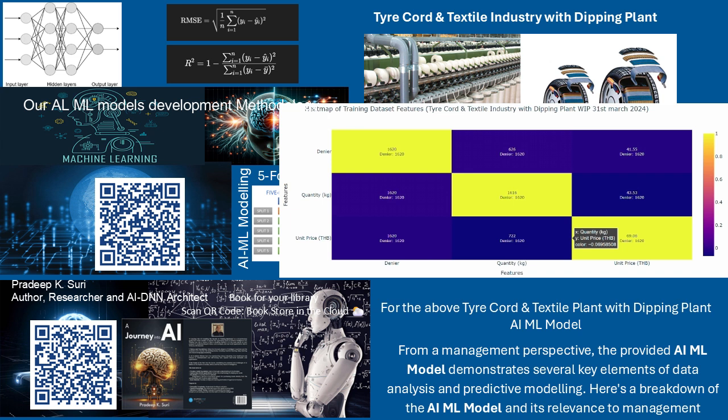Building the PPF. 1. Identify maximum production points: determine the maximum quantity of each denier type that can be produced with the available resources. 2. Plot the points: plot these maximum production points on a graph with quantity of denier 1620 on the x-axis and quantity of denier 626 on the y-axis. 3. Connect the points: connect these points to form the PPF curve.